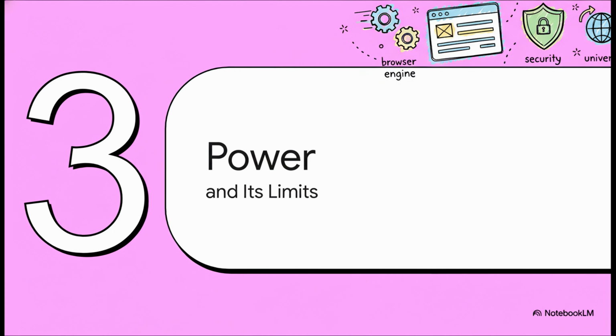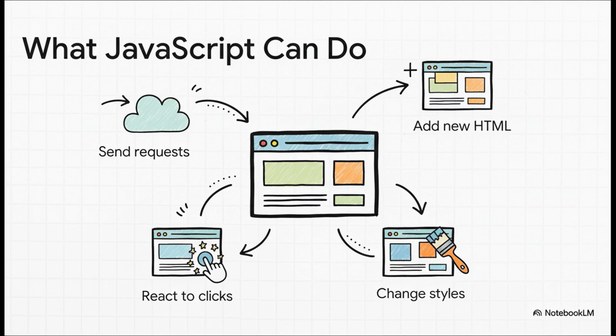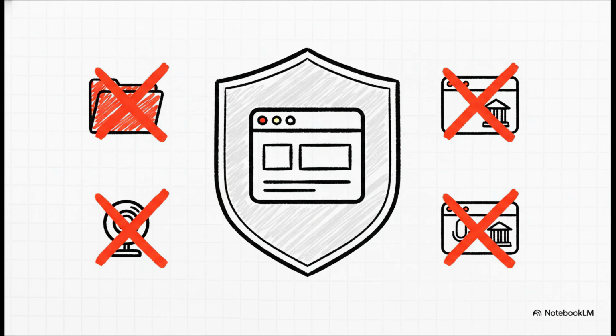Okay, so now we know how it works. But let's talk about what it can, and maybe more importantly, what it can't do. And this is really all about keeping you, the user, safe. Inside the browser, JavaScript's power is, well, it's immense. It can change pretty much anything you see on a web page. You can add new HTML, change the styles and colors, react to your mouse clicks or when you press a key. You can even talk to servers in the background to grab new data and remember things right there on your computer.